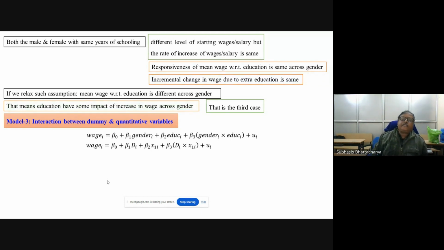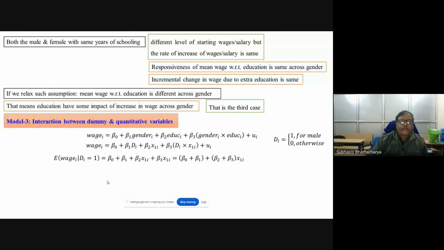So, we write in terms of the dummy variables, this as beta 0 plus beta 1 di plus beta 2 education, termed as x1i, plus beta 3, where gender is defined as di and education is defined as x1i, so it is defined as di into x1i. And the dummy variable is the same, that is 1 for male and 0 for female, or otherwise.